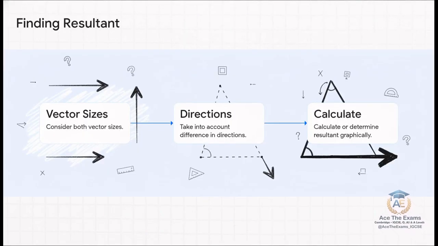Here is the exact examiner-style correction. You literally cannot just add the sizes of 3 and 4 to get 7. Because they're vectors, the strict rule is that you have to take into account any difference in their directions. You've got to first consider both vector sizes, then account for their perpendicular directions, and finally calculate or draw out the resultant graphically. Using a scale diagram or math calculations is the only way you're going to find the true size and direction of that final combined vector.